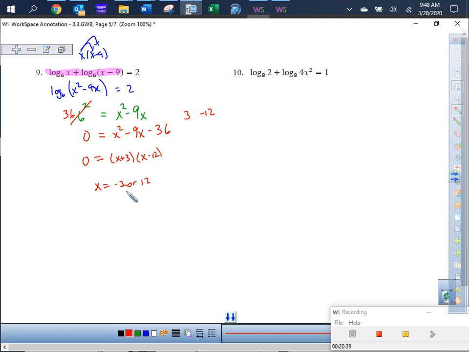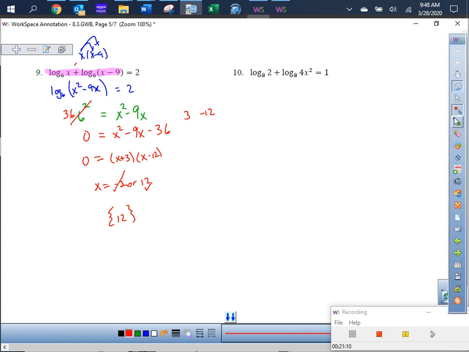Got to go back and check in the original problem. So checking for a positive argument, negative 3, not going to work right there. Makes that argument negative. If we put 12 in, that's good. Makes that positive. Got to check the other guy. 12 minus 9 is a 3, so that is positive, so he checks in that scenario. So 12 is our solution. Holy macaroni, look at all the math concepts in one problem right there.